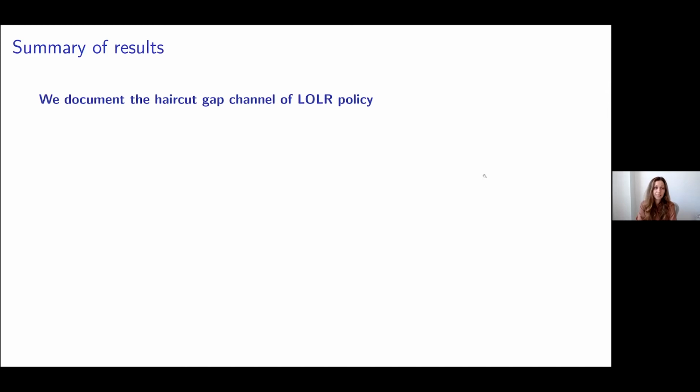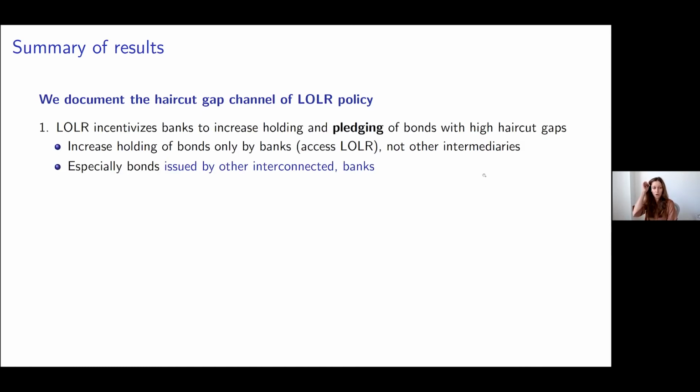So before I jump into the details of the paper, let me give you a big highlight of our results. As I mentioned, we document the haircut gap channel of lender of last resort policy, and we do it in a couple of ways. The first thing that we show is that lender of last resort incentivizes banks to increase holding and pledging of bonds, especially those that feature high haircut gaps. Now, importantly, we see this increase of holdings only by banks, meaning only by the sector that has access to LOLR facilities. We don't observe such behavior for other financial intermediaries.